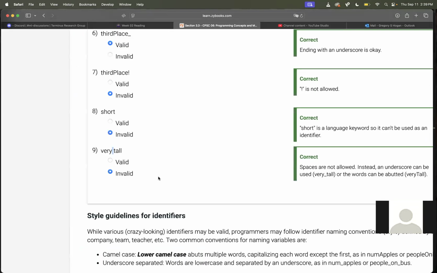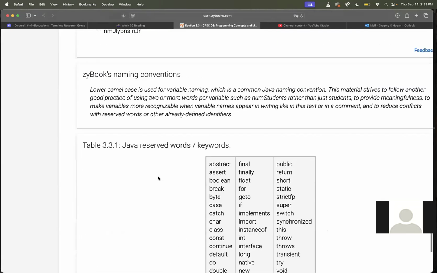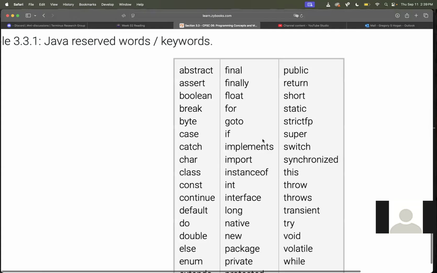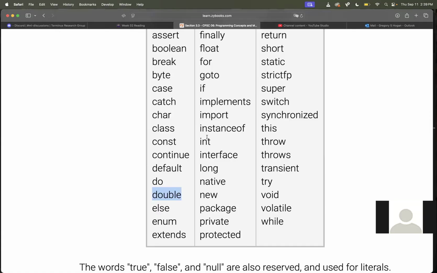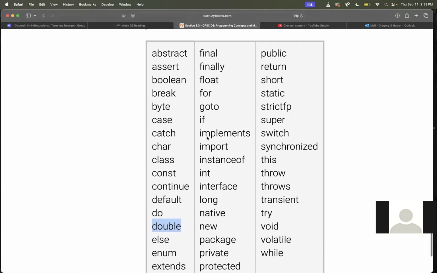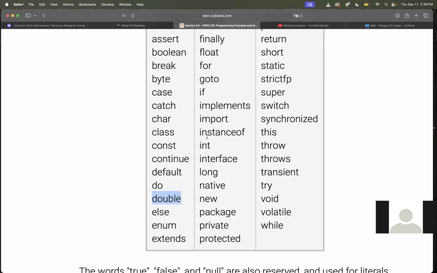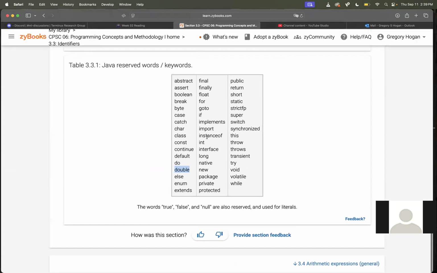Okay. Now, having said all that, if we scroll down a little bit, these are the words you're not allowed to use. If you look at this list, you'll find that short is on the list. Any type you can't have. So you can't have something called short. You can't have something called int. You can't have something called double, right? Because these already have meanings. And a lot of other words too that have meanings in Java that we haven't covered yet, but still we're not allowed to use the words. All right.